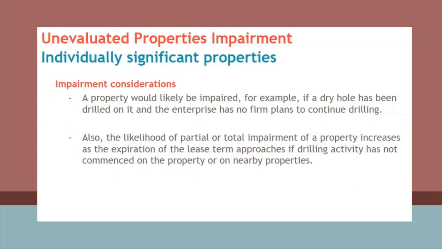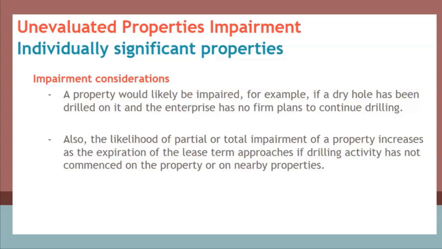Okay. Our impairment considerations: a property would likely be impaired, for example, if a dry hole has been drilled on it. That's a great indicator that the reserves you were hoping were there aren't there. And if it leads to the firm deciding we're not going to keep drilling here, we're done, that would definitely lead to impairment. Also, the likelihood of partial or total impairment of property increases as the expiration of a lease term approaches if drilling hasn't commenced. When the company first acquires the lease, there's usually a term. If they get to the very end of the lease and haven't drilled anything yet, they're going to have to either pay delay rentals or something to extend it, or they're going to abandon it. And once that decision is made to abandon it, it becomes impaired.